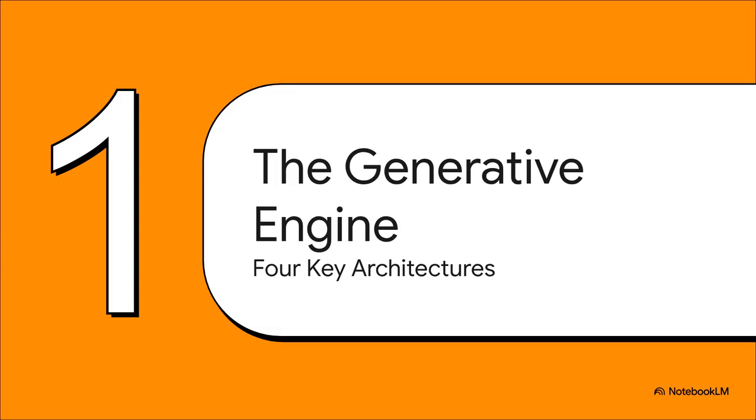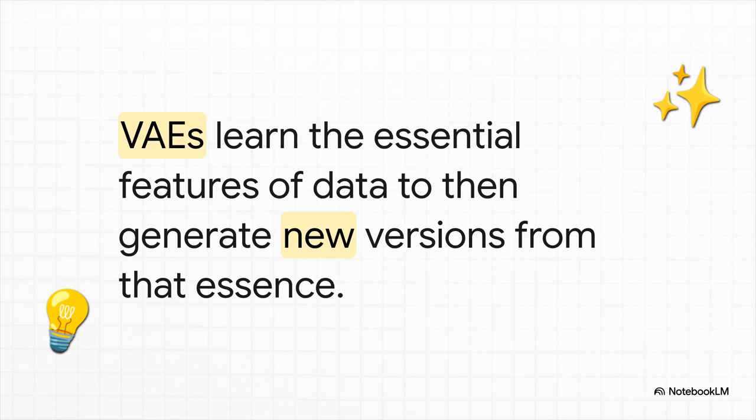Okay, so let's get into the nuts and bolts of it. To really get how this all works, we need to look at the four main blueprints, the architectures that power these creative machines. Each one has a totally unique way of doing things. First up, we've got Variational Autoencoders, or VAEs for short. Now, these models are absolutely brilliant at learning the essence of something. Think about the general idea of a chair, and then using that core concept to dream up brand new chairs.